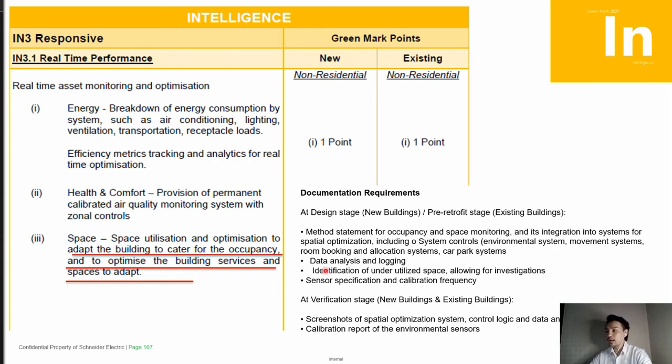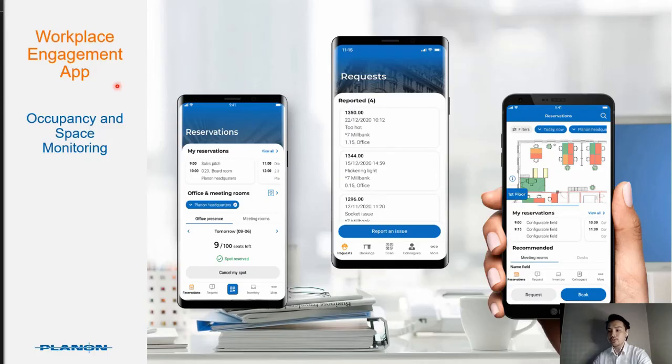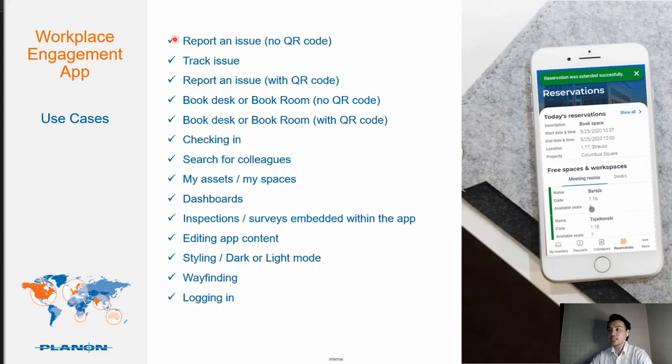So here are the documentation requirements: the method statements, the data analysis, logging, identification of underutilized space, and also a verification stage. You need to provide screenshots of your spatial optimization systems, calibration reports. So yet again, showcasing from our planner, we have the occupancy and space monitoring module that you can see on the phone. You can make certain reservations with an app service, which is customized for every owner itself, which is inside the building. And apart from this, these are the full features of cases that you can apply.